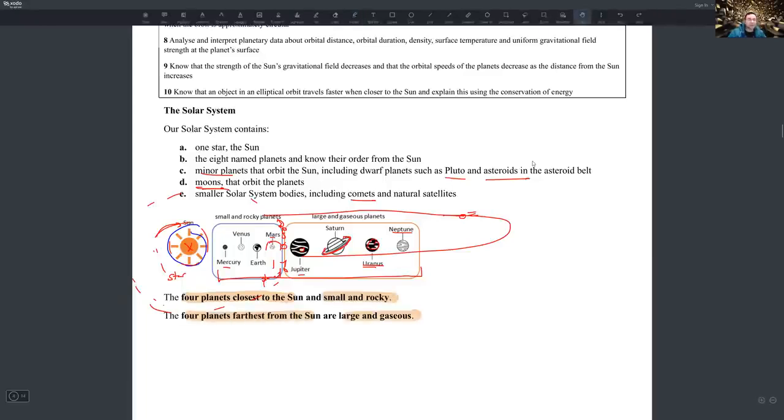This is because of the way planets were formed in a solar system. Is it true that Neptune became a dwarf planet? No. Pluto became a dwarf planet.